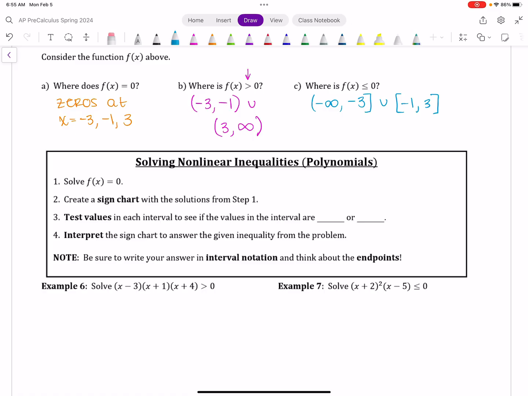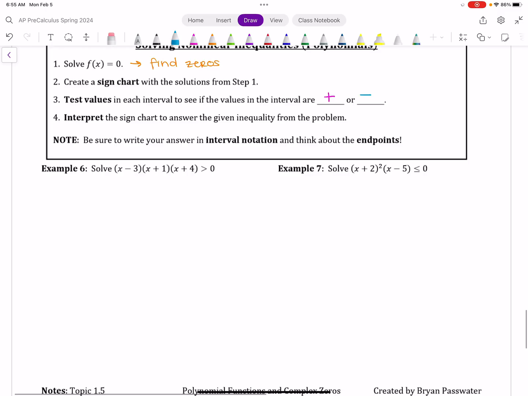So when we are trying to determine algebraically where polynomials are positive or negative, we first want to solve f of x equals 0 and find our zeros. Then we create what is called a sign chart with our solutions from step 1. And we want to test values within the intervals to see if the interval is positive or negative. And then we interpret our sign chart to answer the problem.